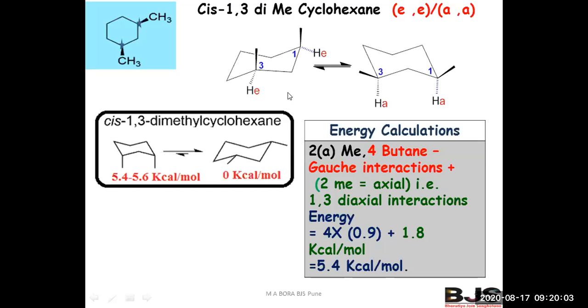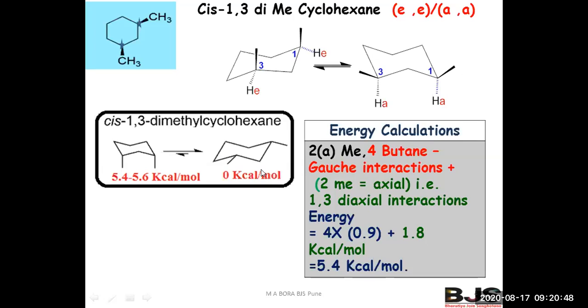It is observed that the cis diaxial 1,3-dimethyl cyclohexane has energy around 5.4 to 5.6 kilocalorie per mole, and if I compare it with the equatorial form, its energy is minimum and it is taken as 0 kilocalorie per mole. So out of these two forms, one can easily say that the one which has lesser energy will be, obviously, favored. The equilibrium will be more towards this particular form of cis 1,3-dimethyl cyclohexane, as it is highly stable, and therefore we show the arrowhead more towards the diequatorial form as compared to the diaxial form.